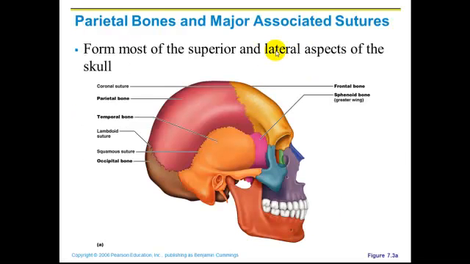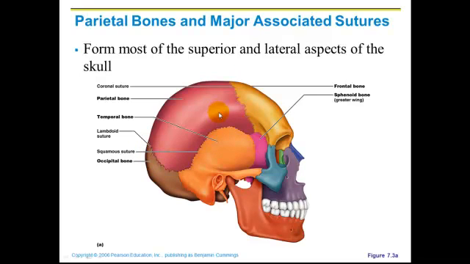Looking at the lateral aspect, we see the parietal bone. There are 2 parietal bones which meet at the center at the sagittal suture. The parietal bone creates 4 major sutures. With the frontal bone, we see the coronal suture. With the temporal bone, we see the squamous suture. And finally, with the occipital bone, we see the lambdoid suture.